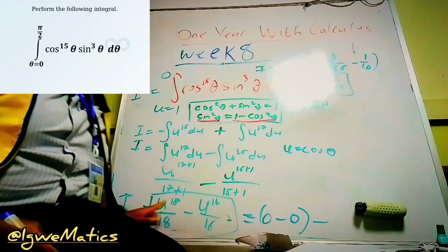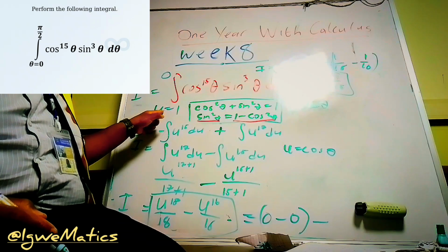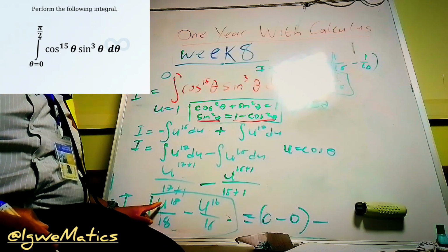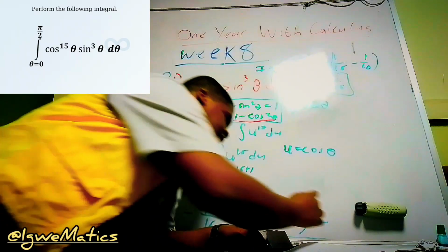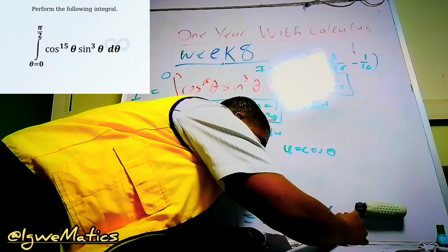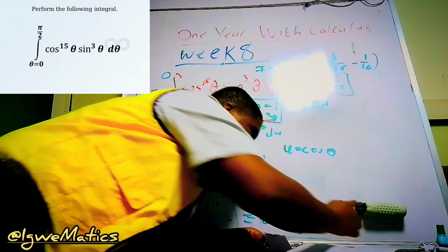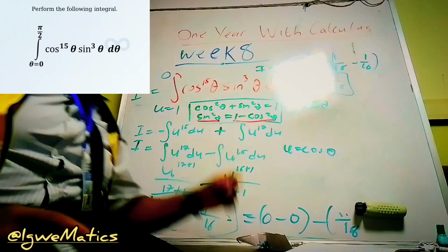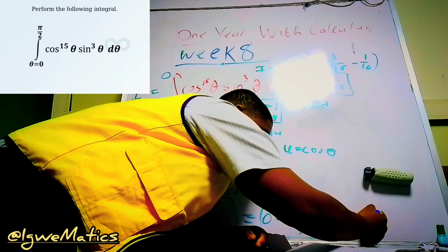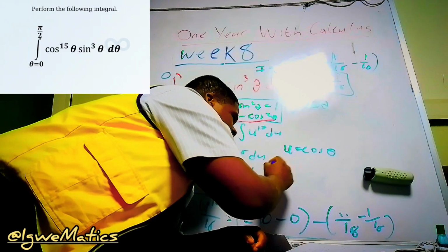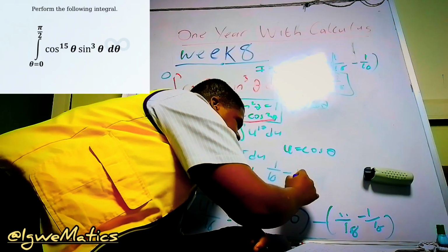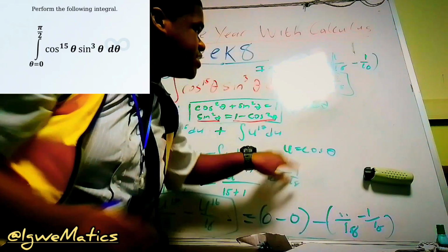Minus, when u is equal to 1, that is the lower limit. When u is equal to 1, you have 1 to the power of 18, which is 1, divided by 18, that is 1 over 18. Then minus 1 over 16. Multiply by minus 1, you have 1 over 16 minus 1 over 18. So you can say they're the same.